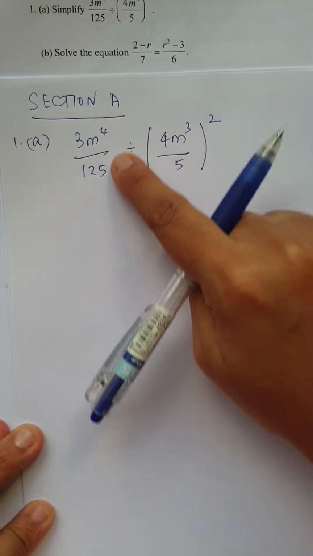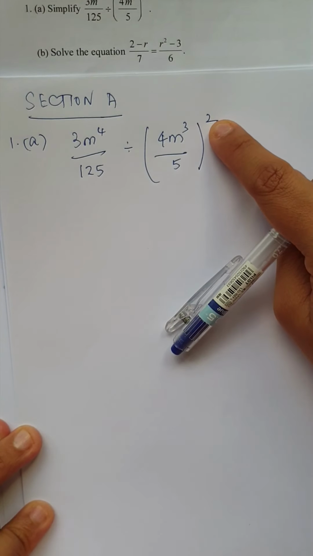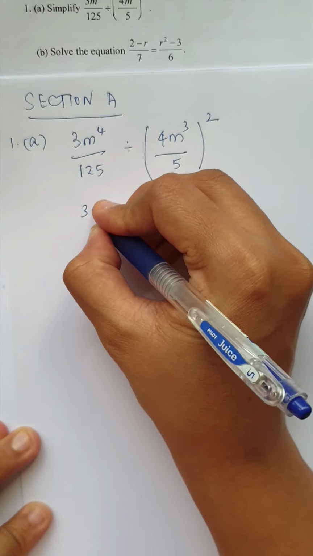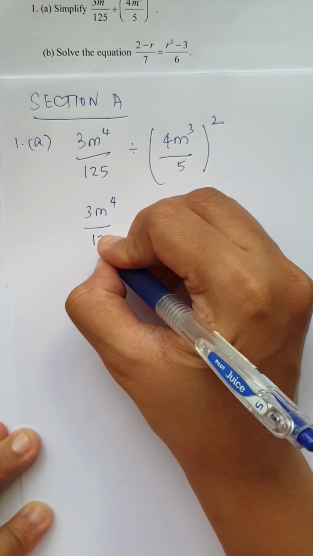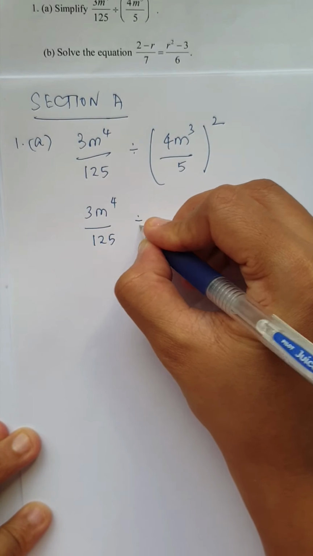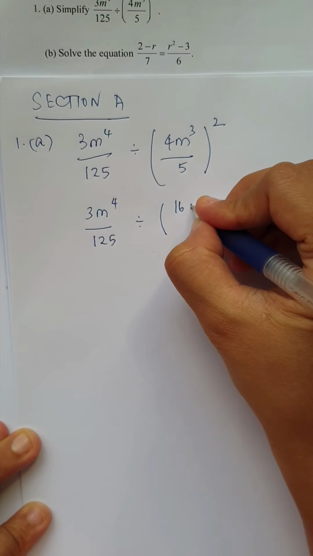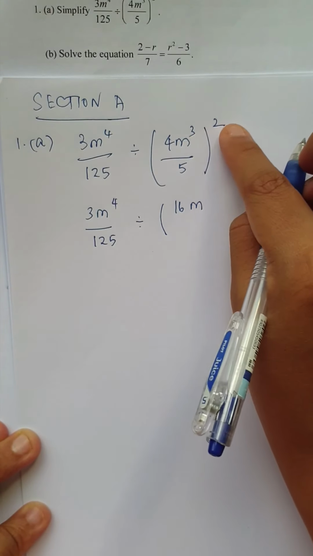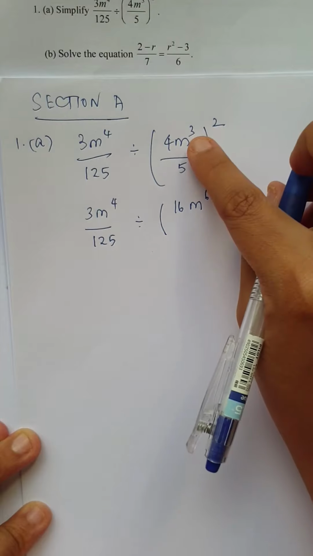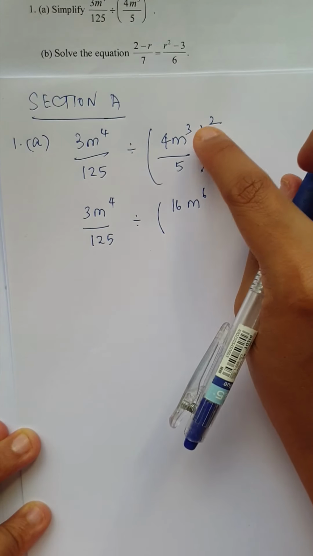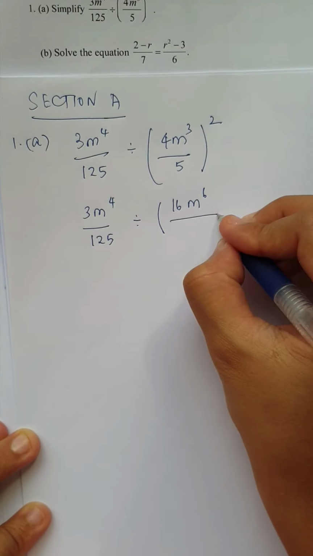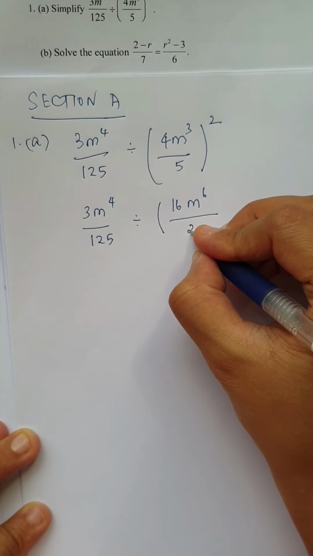But before that, I'm going to work on this, which is the square here. So I can just write 3m to the power of 4 over 125. The first part I just leave it as it is, divide as well. So this one I try to simplify here. I have 16m to the power of m cube. The whole square becomes m to the power of 6. When you have a power raised to another power, you can multiply these two. Over 5 square, which is 25.